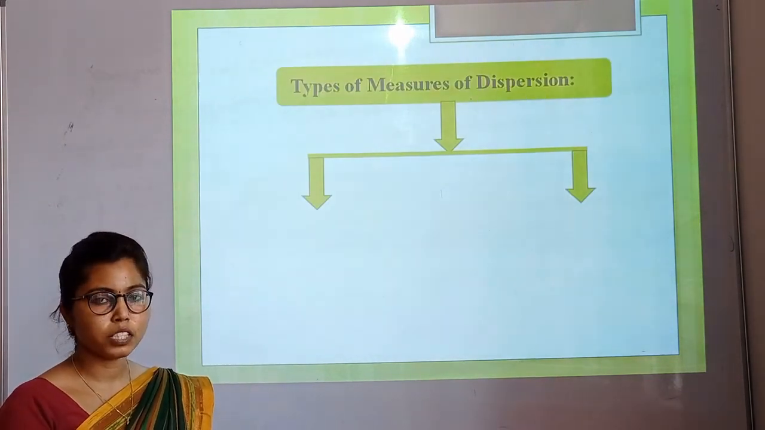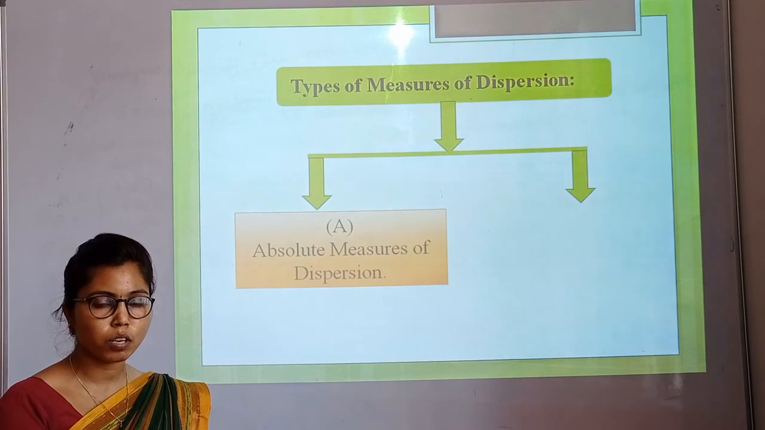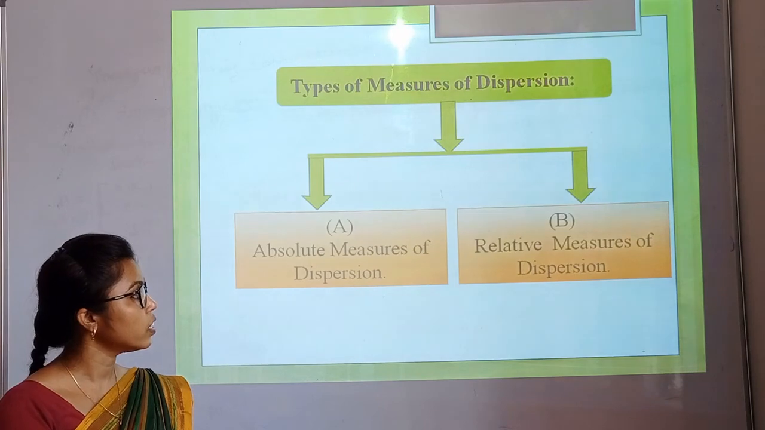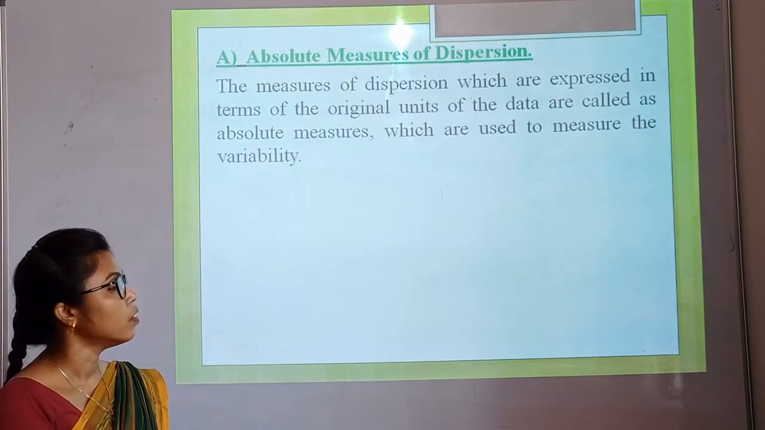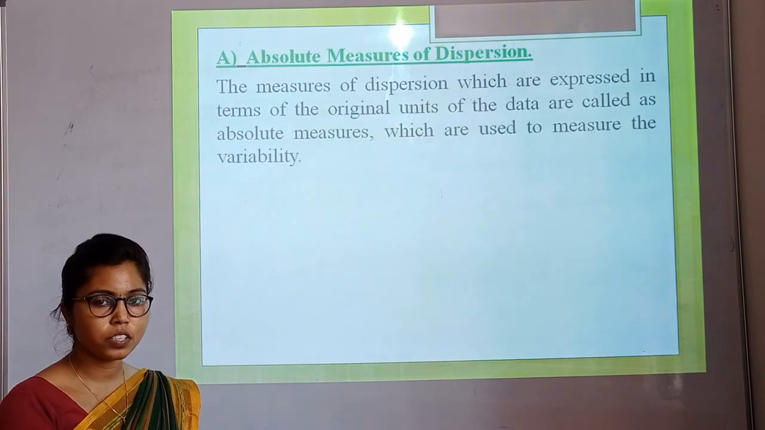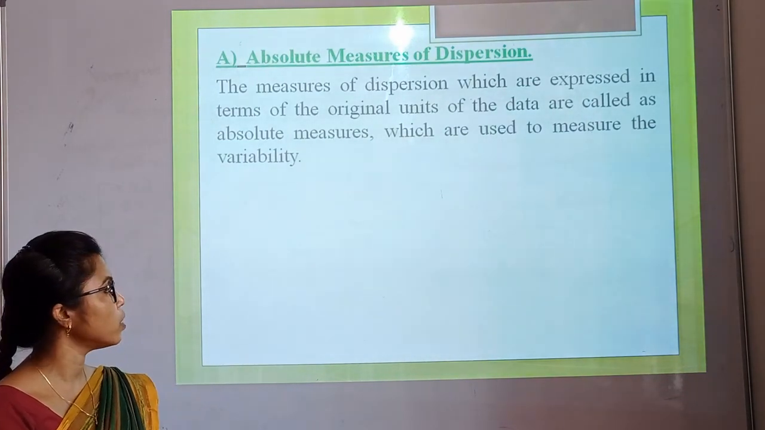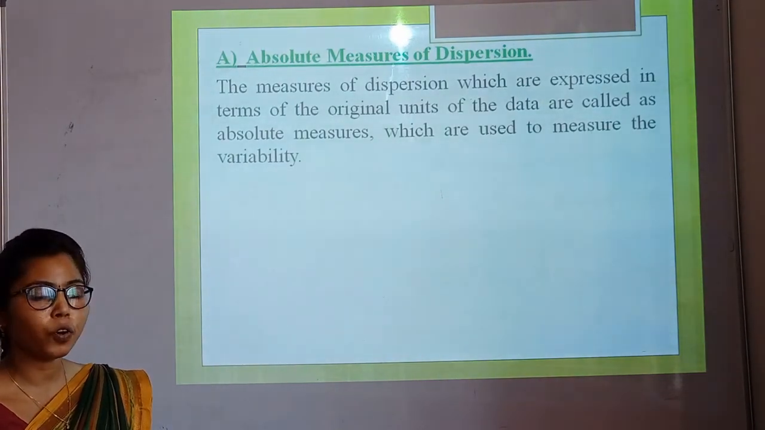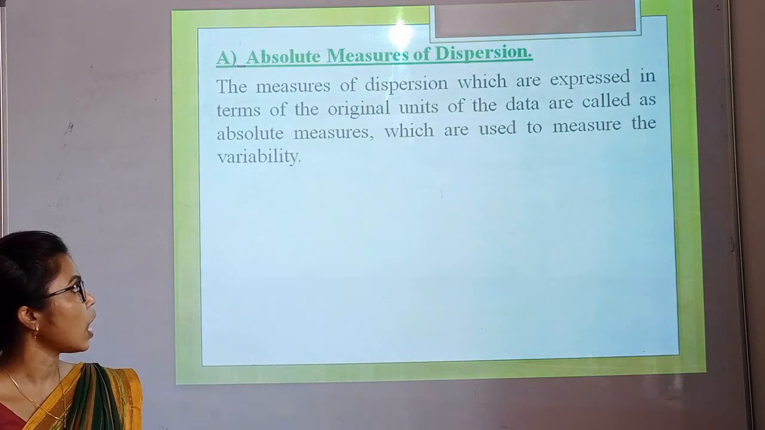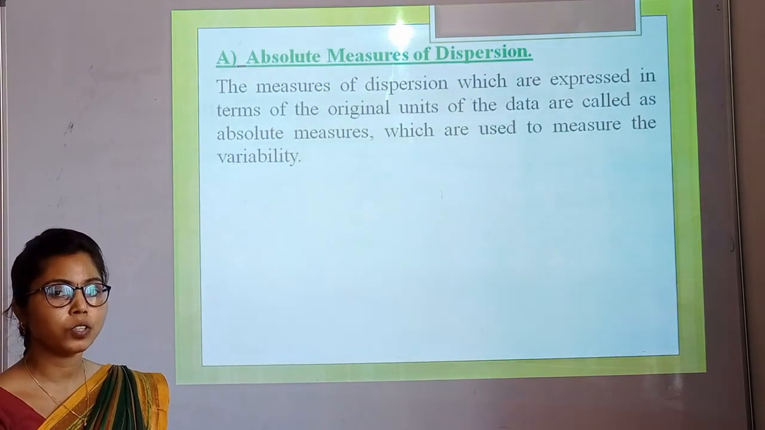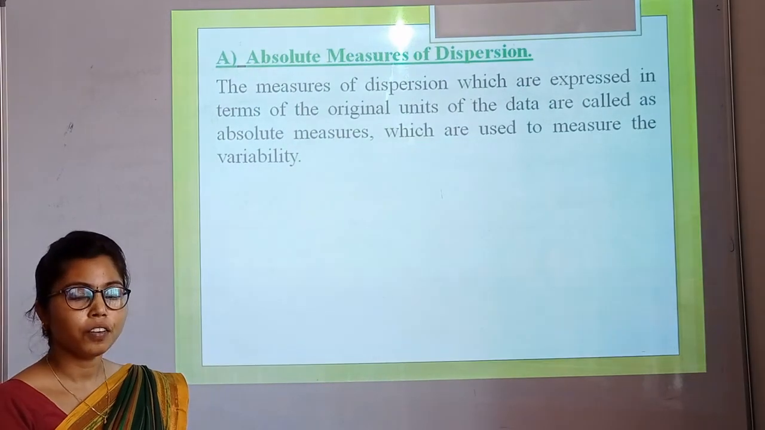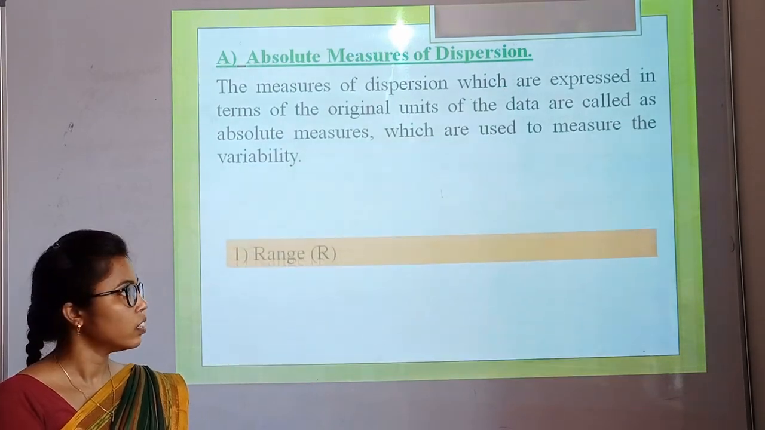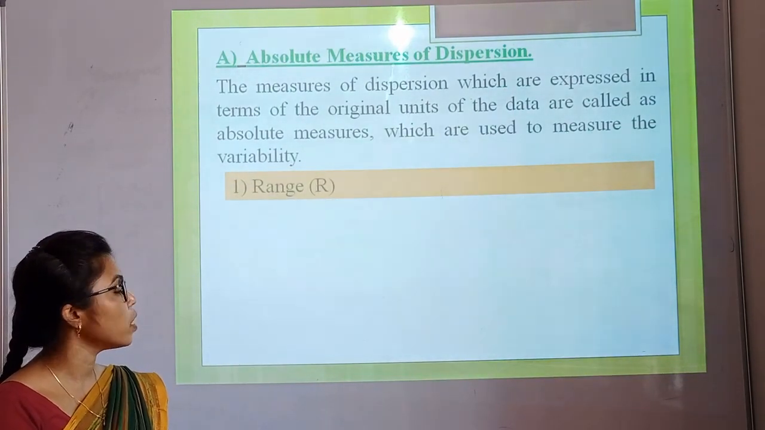There are two types of dispersion. First is absolute measures of dispersion, which uses original values, and second is relative measures of dispersion. First we see the absolute measures of dispersion. Let us see the definition. The measures of dispersion expressed in terms of the original unit are called absolute measures of dispersion. It is in the original units and is used for measuring the variability.